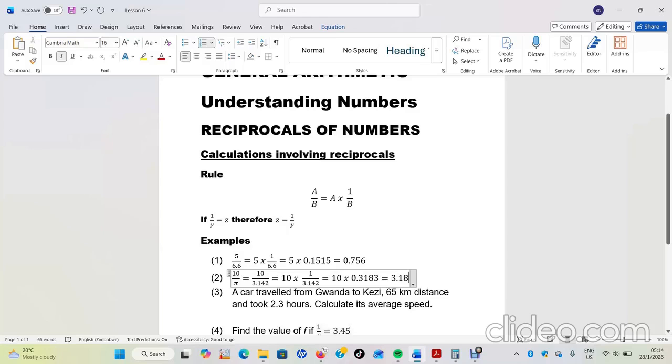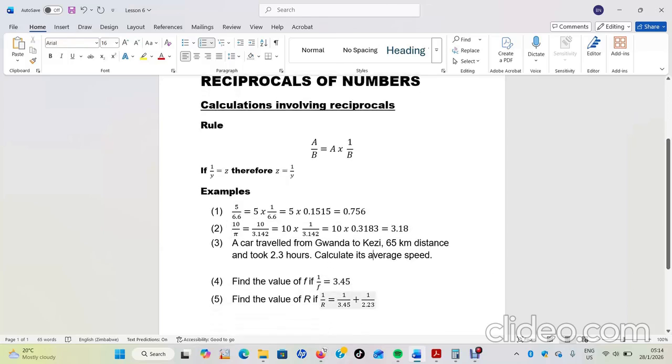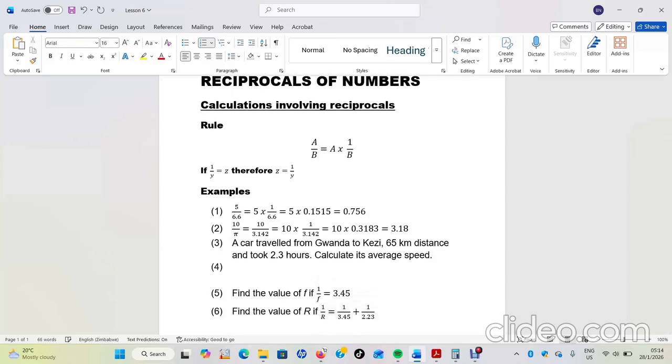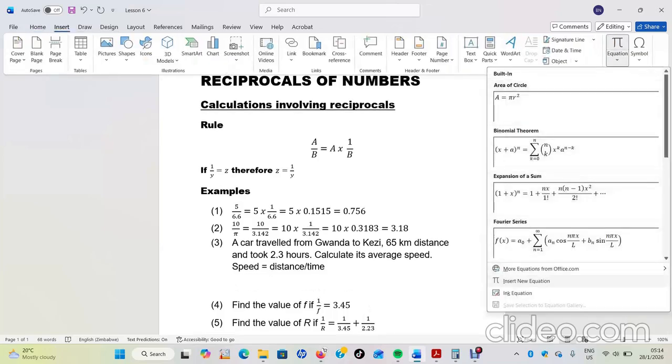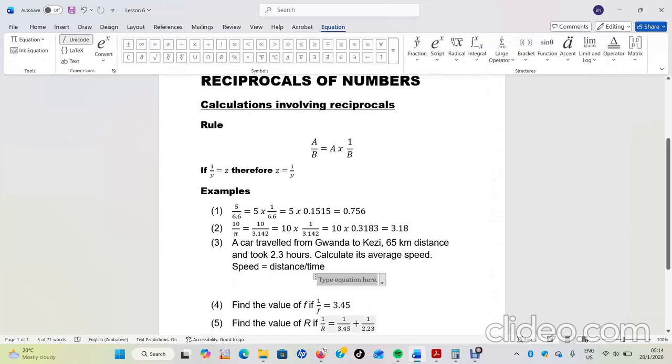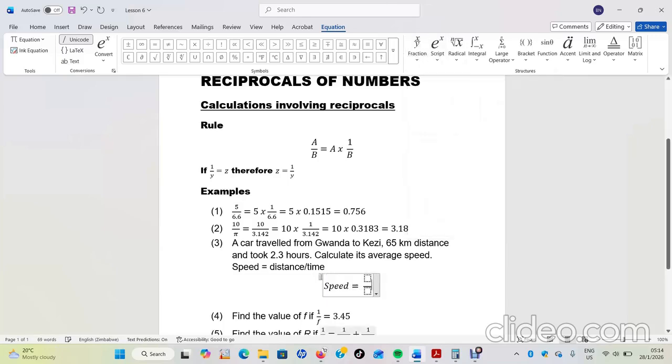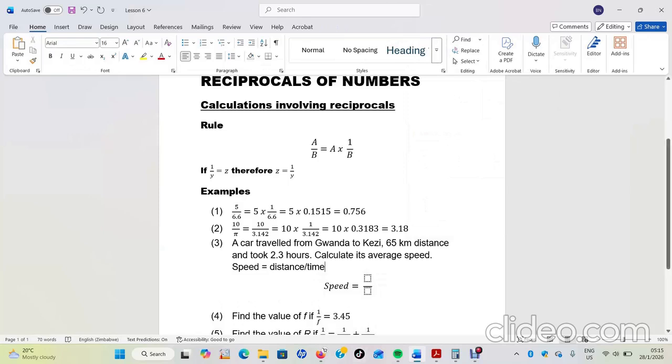to 3 significant figures. A car traveled from Kwanda to Kezi, 65 kilometer distance, and took 2.3 hours. Calculate its average speed. We know that speed is equal to distance divided by time. That's what we are supposed to calculate. Speed is equal to our distance, which is 65 kilometers, divided by our time, 2.3 hours.